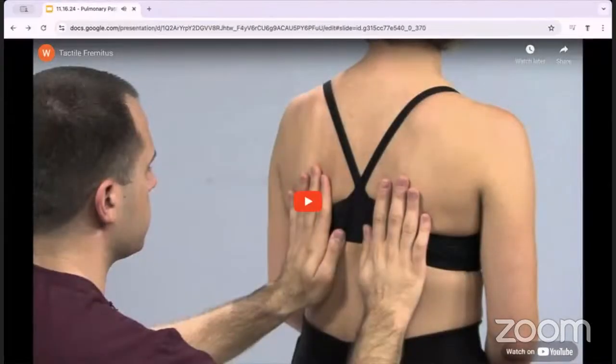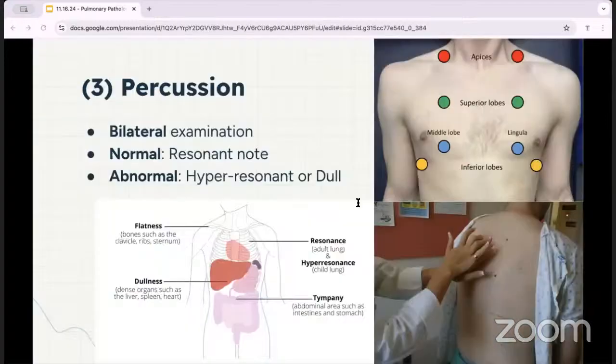All right, so we learned a little bit more about tactile fremitus. Think about it like this: if you placed your hands on someone's back and only one side moved when they breathe, what might that tell you? That's why palpation is such an important part of figuring out what's wrong through tactile fremitus.